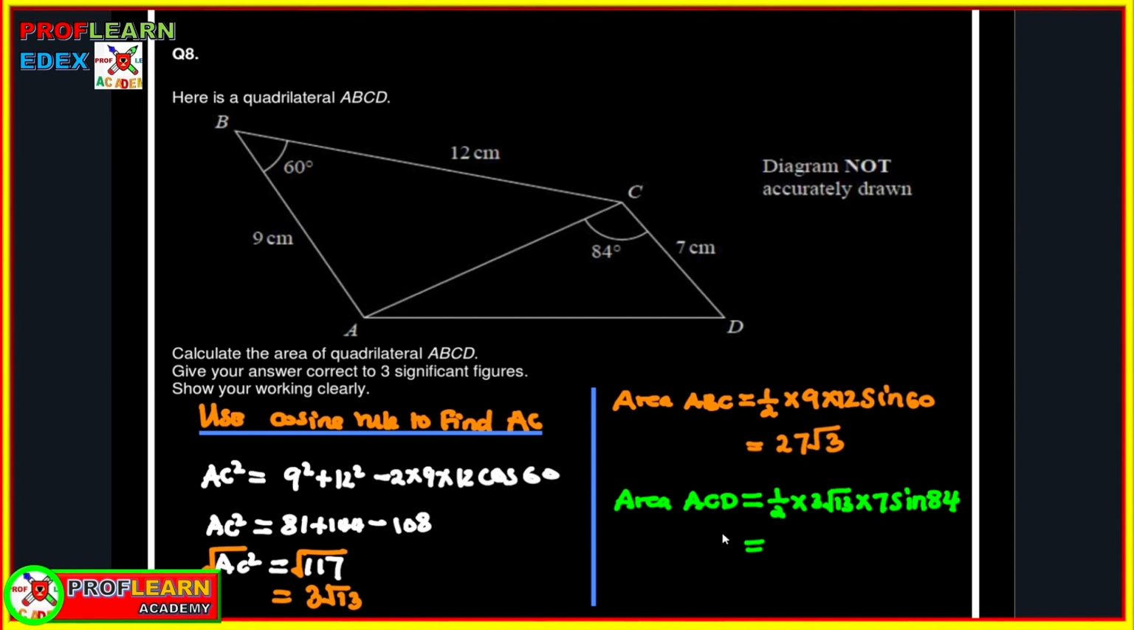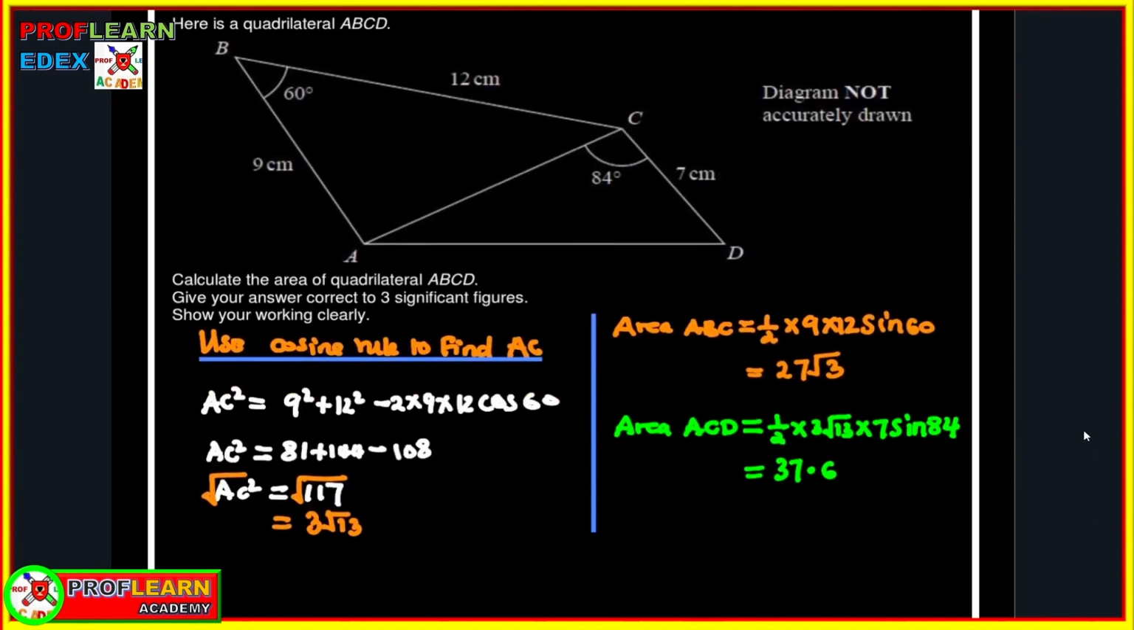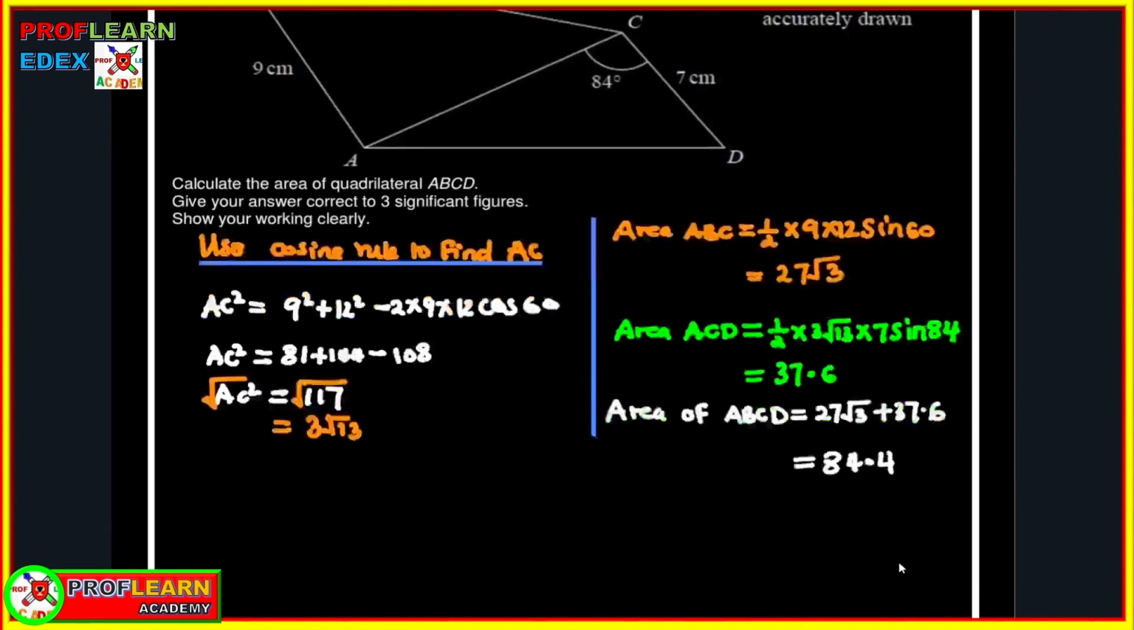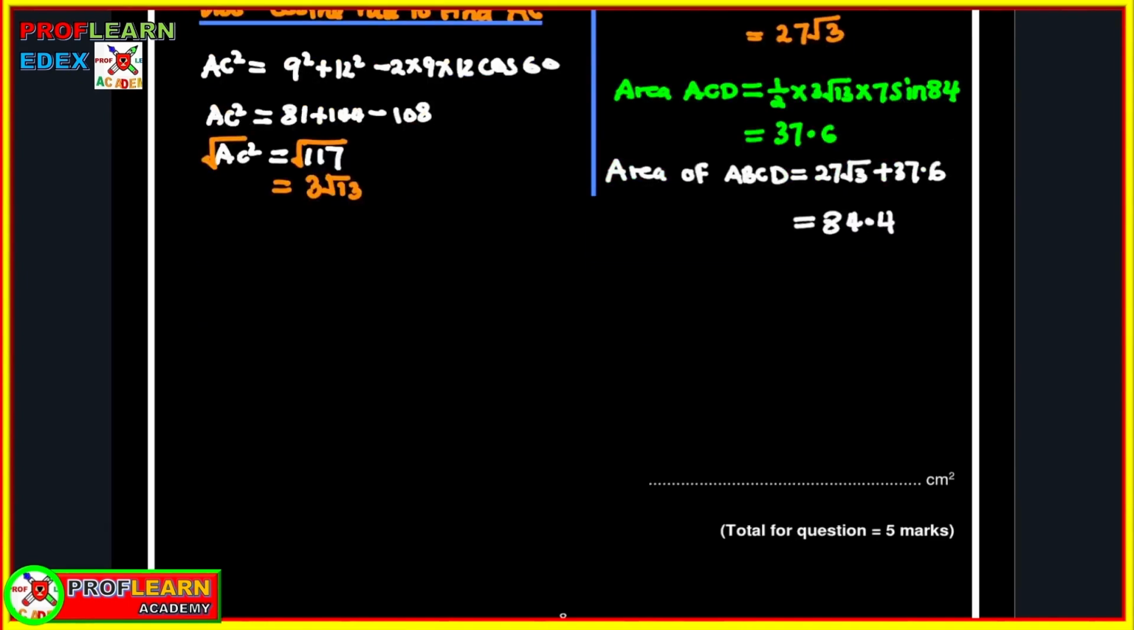So our calculator, see what we get. 37.6. So to get the area of the quadrilateral, we are going to add the two areas together in order to work to get it. Remember we are giving our answer correct to 3 significant figures, and our answer becomes 84.4 as our final answer.